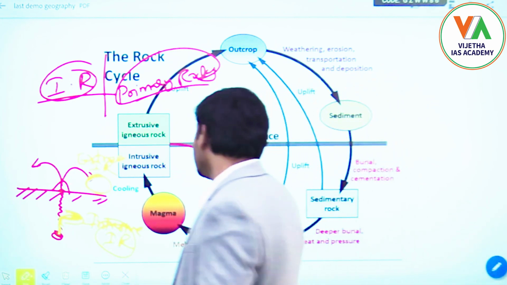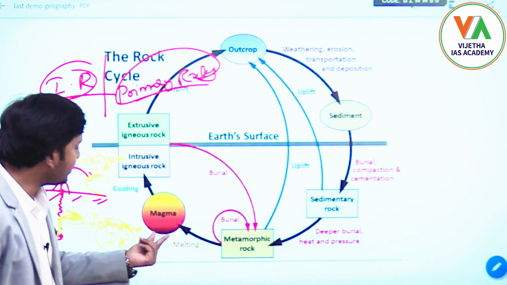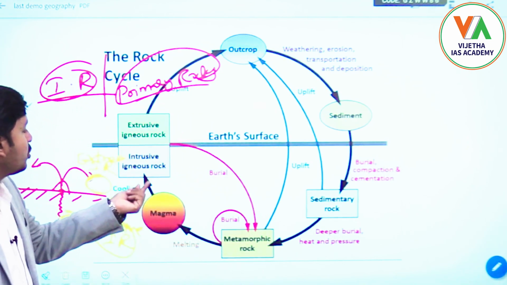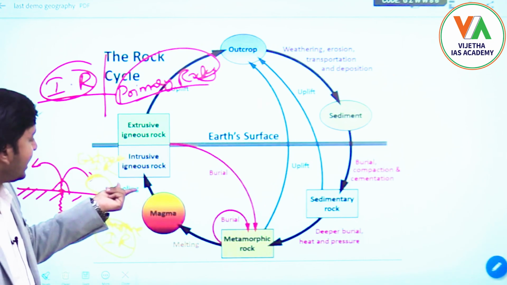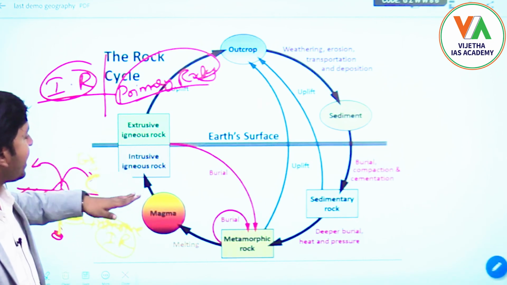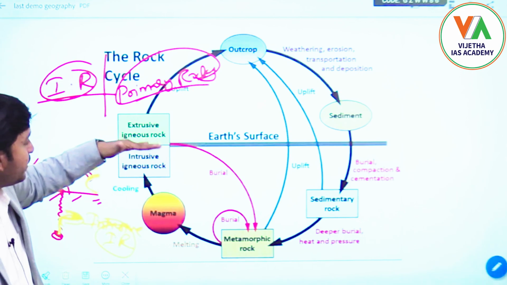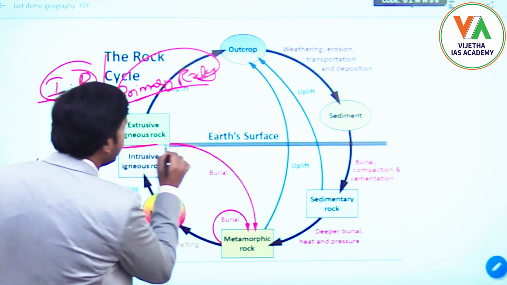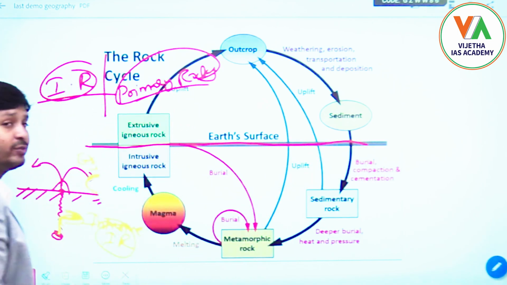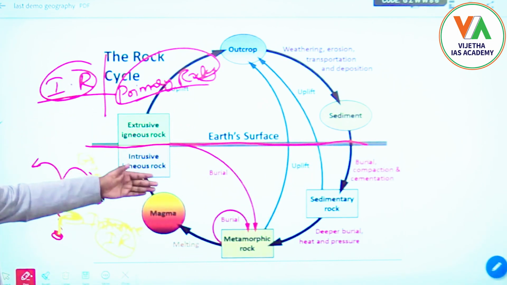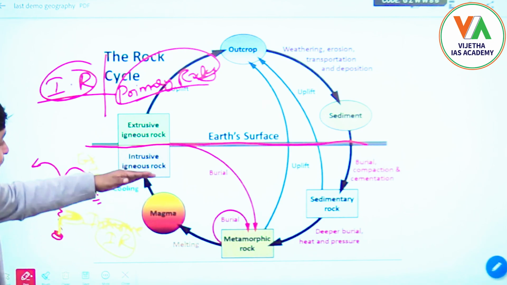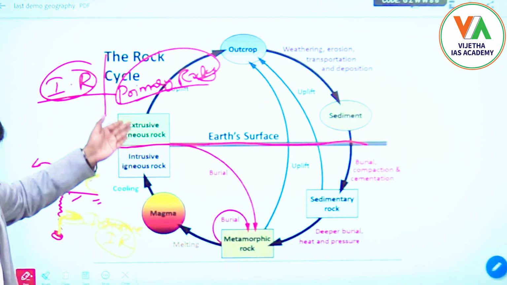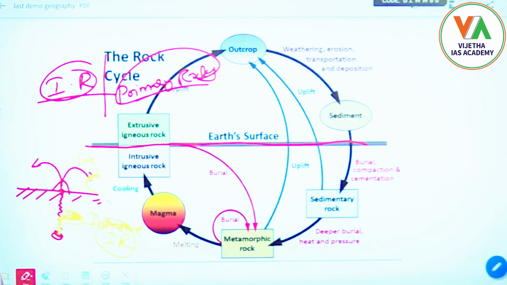From this picture, from the magma, cooling of the magma will take place. Because of this cooling, if solidification takes place below the earth surface, see from this picture, this is the earth surface, it is called intrusive igneous rock, and if solidification takes place on the earth surface, it is called extrusive igneous rock.